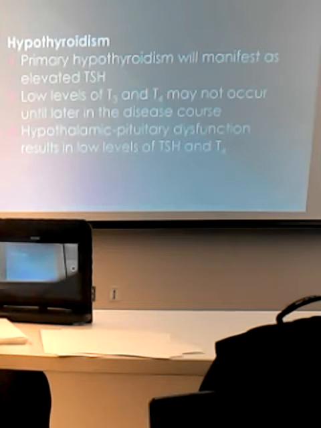So, if we have a primary hypothyroidism problem, we see elevated TSH. So if I ask you on a test, next week on the final, patient has elevated TSH, what are you thinking? Well, they probably have a primary thyroid problem. Okay? Does that make sense to you guys?